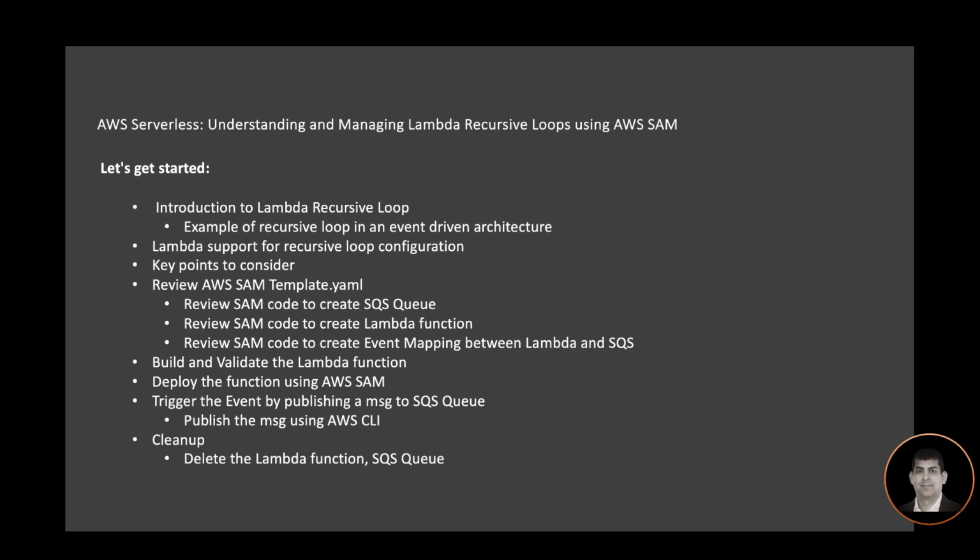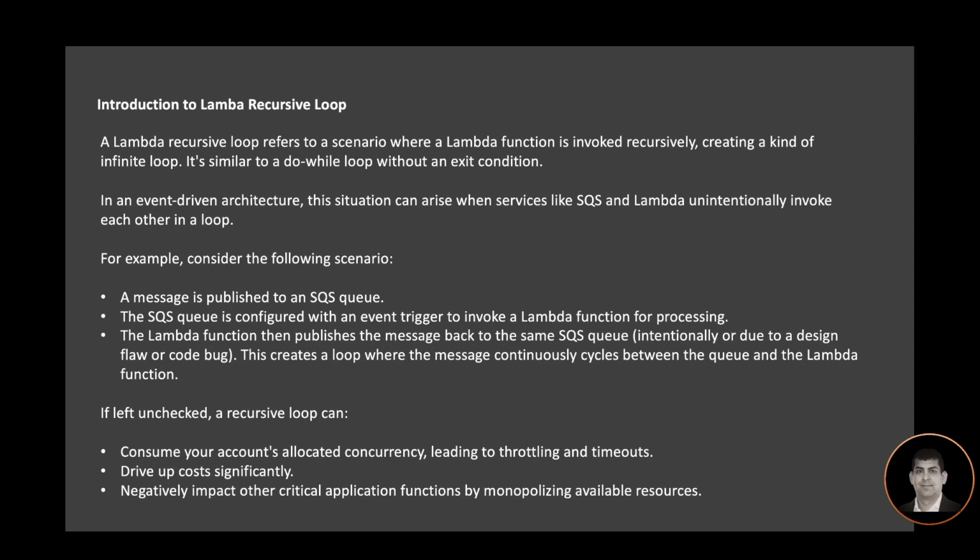Once we have deployed the function, the Lambda and the SQS queue will trigger the event by publishing a message to the SQS queue. I will publish the message using the AWS CLI. And then at the end, we'll do the cleanup, which is basically deleting the Lambda function and SQS queue. So let's first look at what a Lambda recursive loop is.